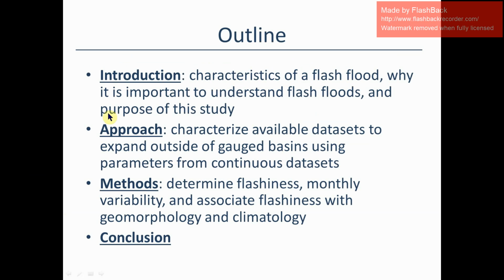The outline of this presentation is as follows. We'll have the introduction, which will summarize the characteristics of a flash flood, why it's important to understand flash floods, and the purpose of this study. Next, we'll talk about the approach, which was to characterize available datasets to expand outside of gauged basins using parameters from continuous datasets. Then we'll talk about the methods for that: determine the flashiness, monthly variability, and associate flashiness with geomorphology and climatology. Then finally, we'll talk about the conclusions of this study.